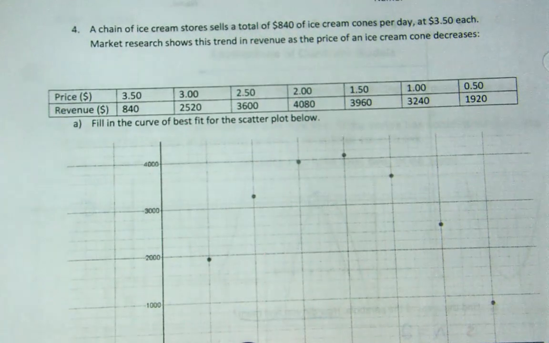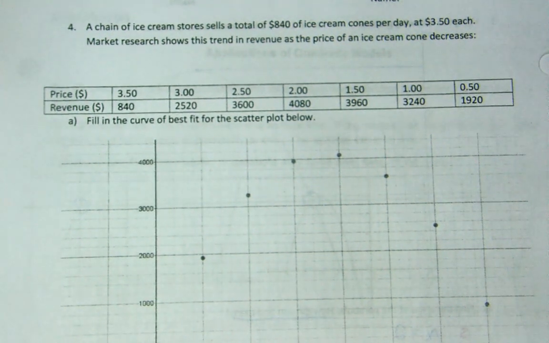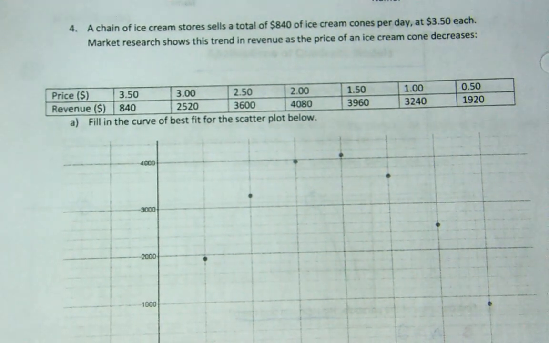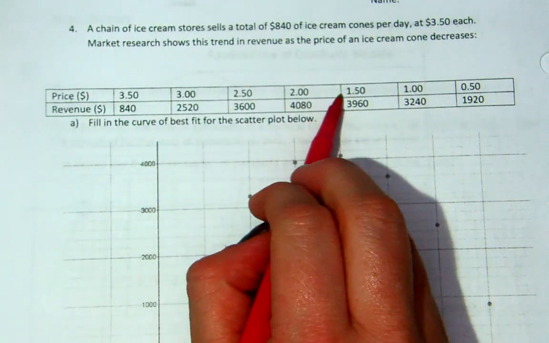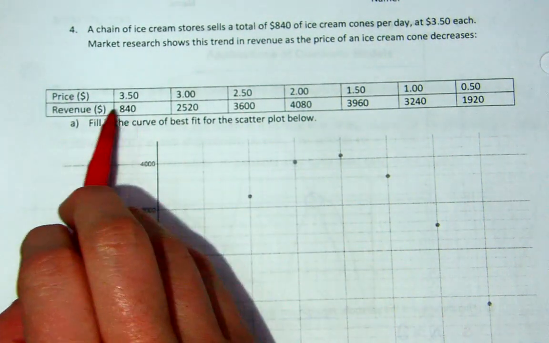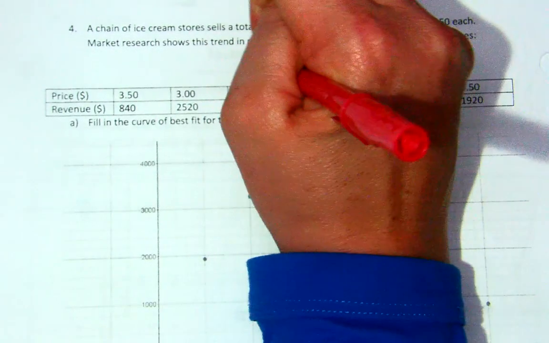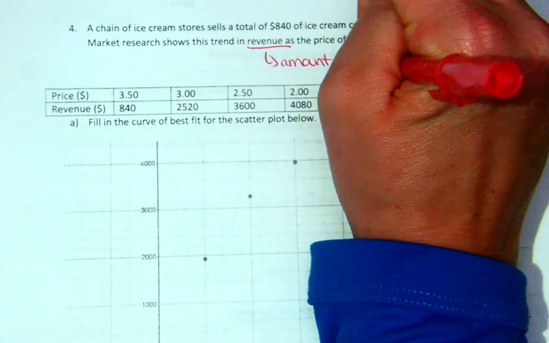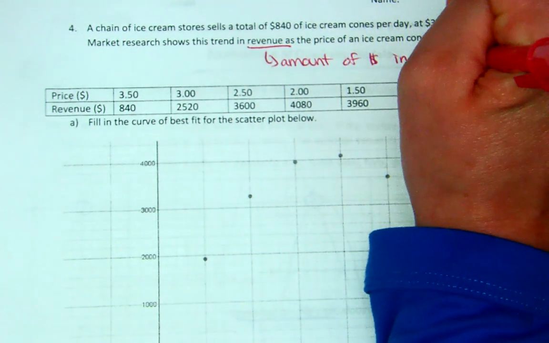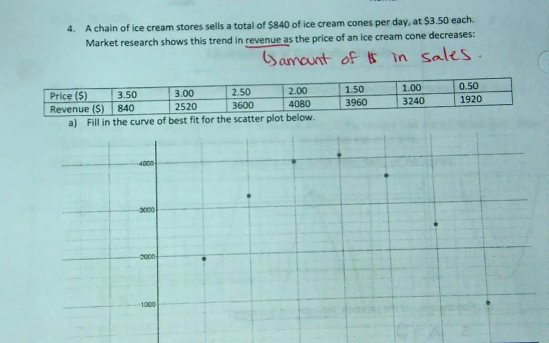The chain of ice cream stores sells a total of $840 of ice cream cones per day at $3.50 each. Market research shows that this trend in revenue as the price of an ice cream cone decreases. So we see as they change the price of the ice cream cone, the revenue, so revenue is the amount of cash in sales. That's how much money is coming into the store each day.